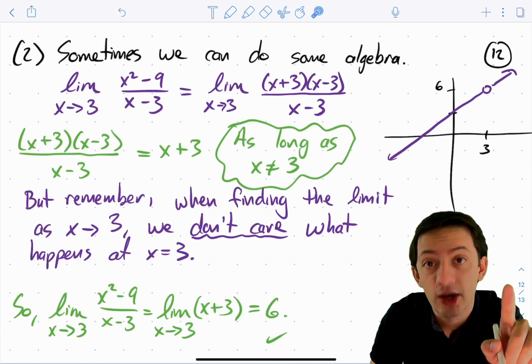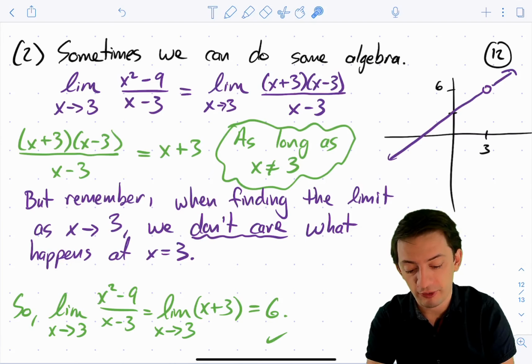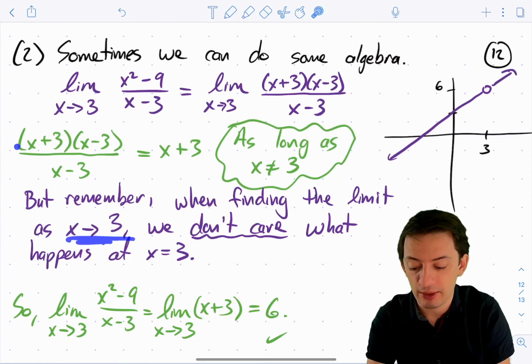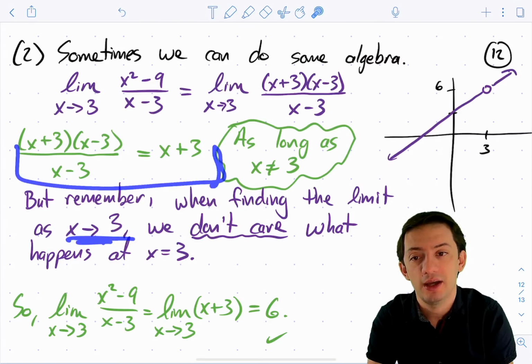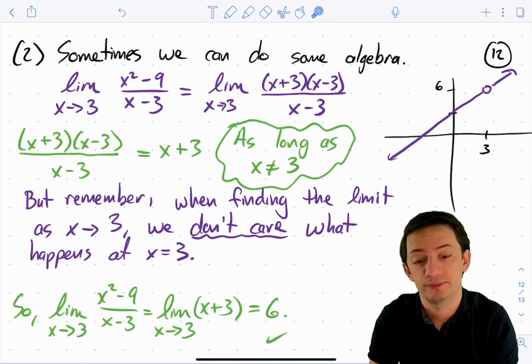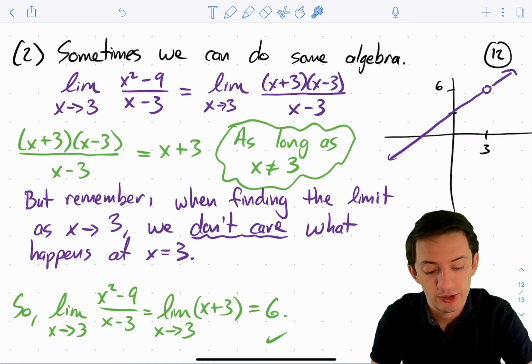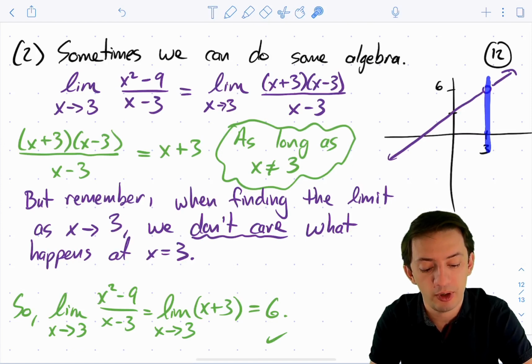But here's the key. When we're finding a limit, we don't care what actually happens at that point. So if we want to find the limit as x approaches 3, then we're allowed to make this equality because it's true everywhere but 3, and we don't care what happens at 3 because that's where we're taking the limit. So this function looks like one of the ones we saw before, a line with a hole. So for the limit, we say ignore that point and look at the x values nearby. And the graph says it should be 6.